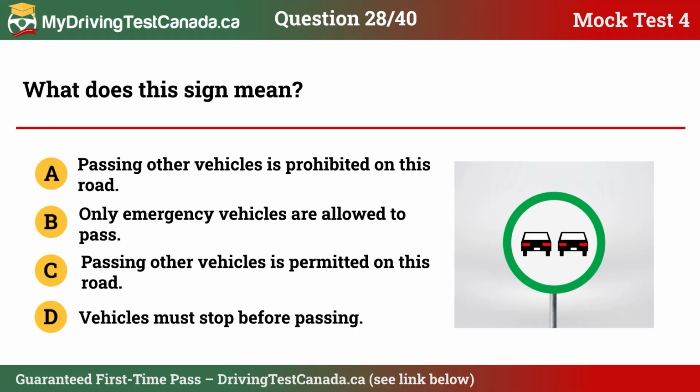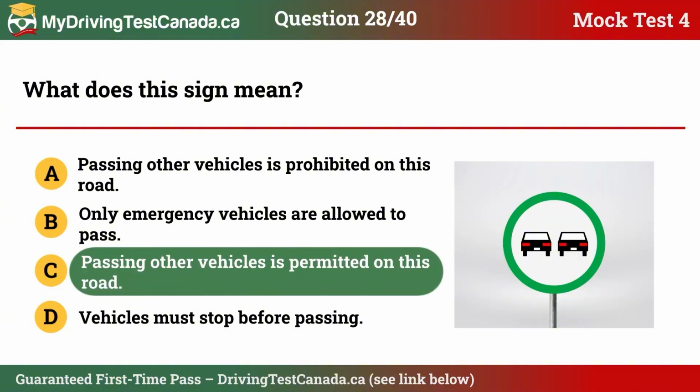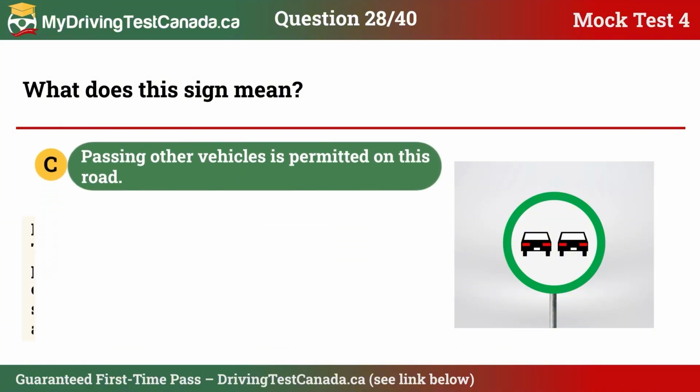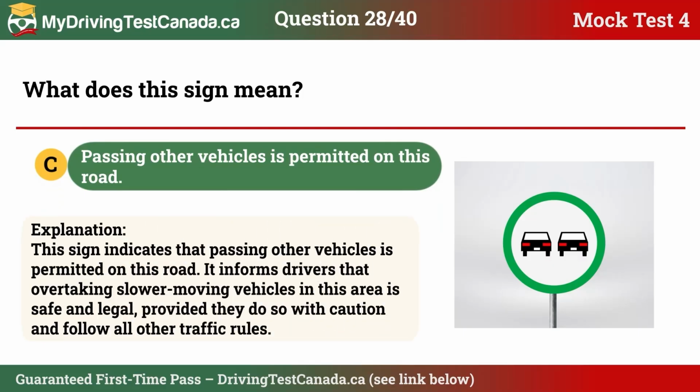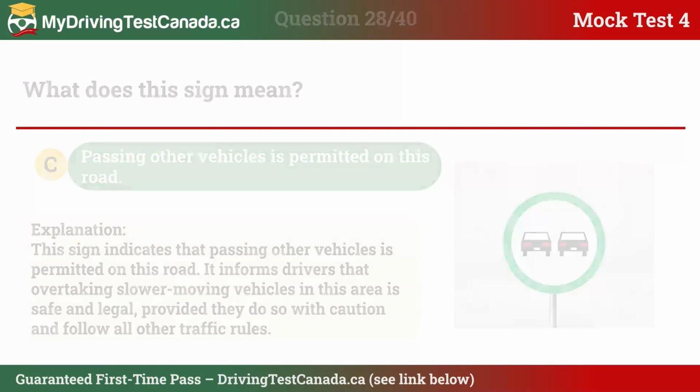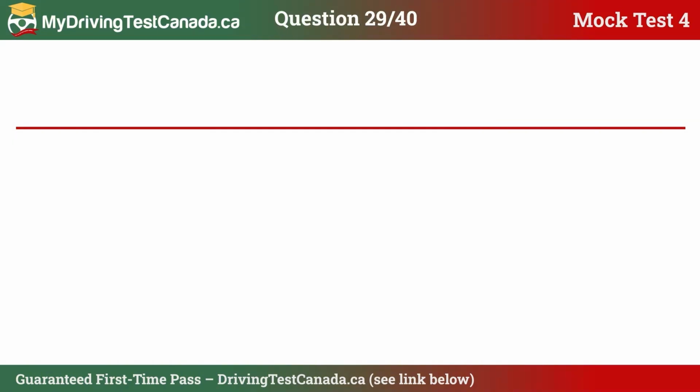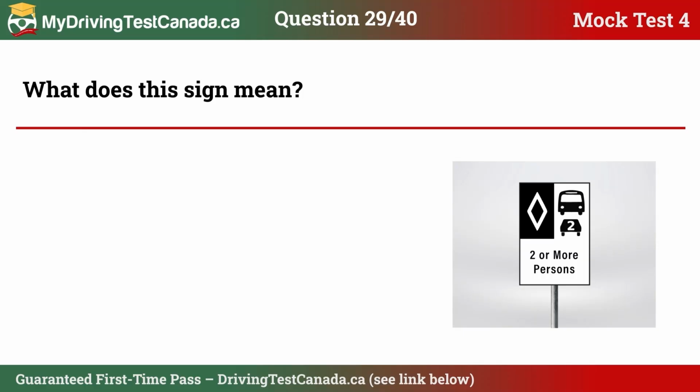The correct answer is C. Passing other vehicles is permitted on this road. Explanation: this sign indicates that passing other vehicles is permitted on this road. It informs drivers that overtaking slower-moving vehicles in this area is safe and legal, provided they do so with caution and follow all other traffic rules. Question 29. What does this sign mean?